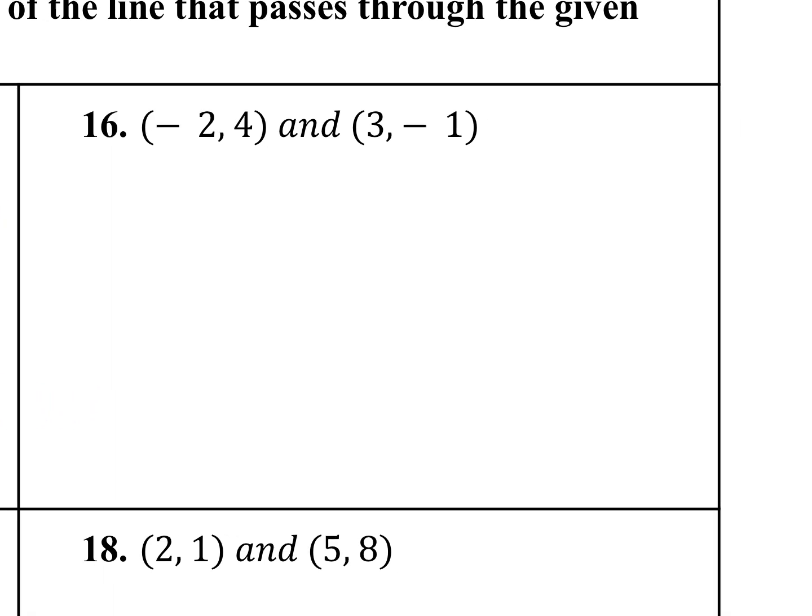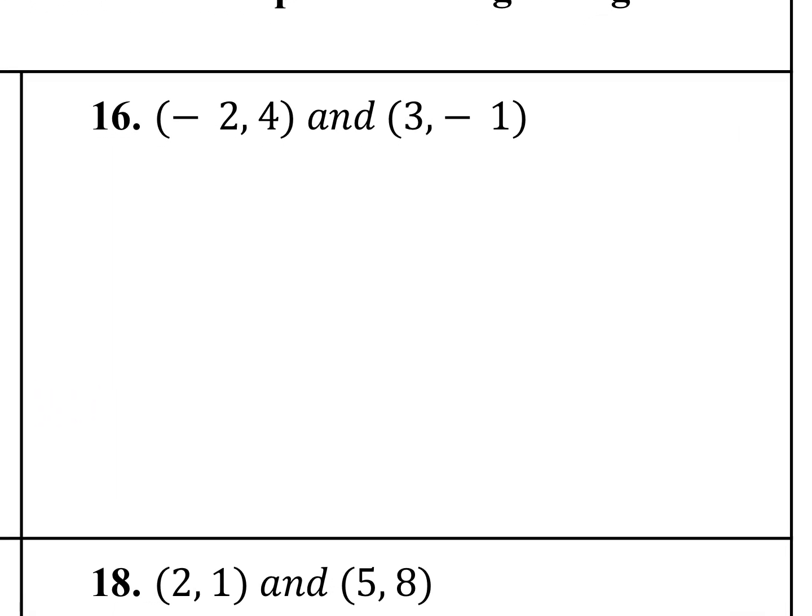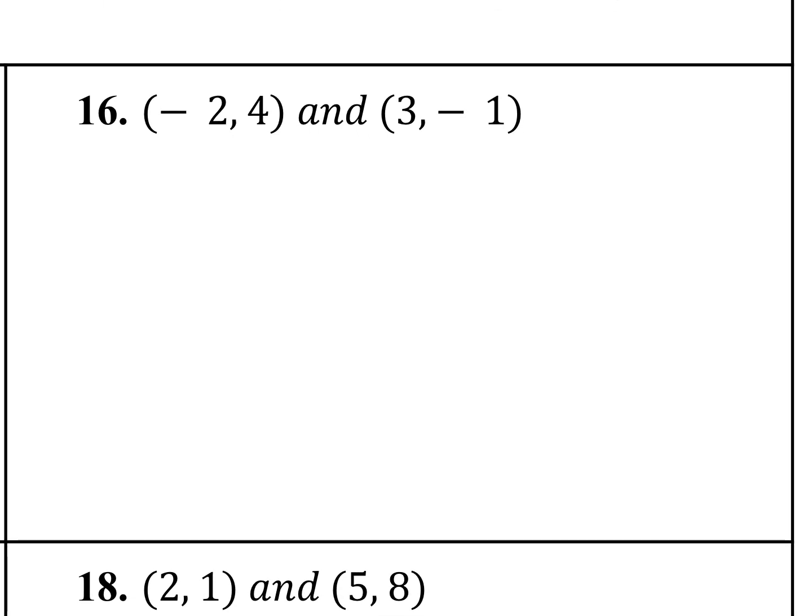Okay, number 16. Negative 2, 4, and 3, negative 1. First step, find the slope. This is going to be my y2, this is my x2, this is my y1, and this is going to be my x1. My y2 is negative 1 minus 4 divided by 3 minus 2.